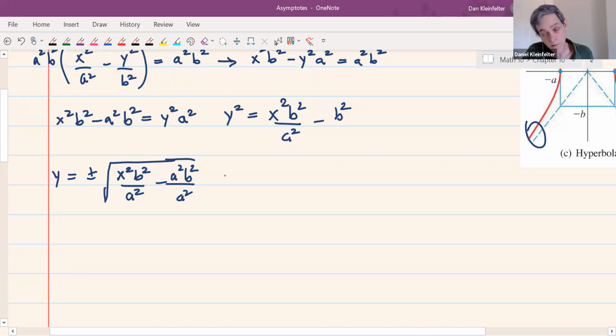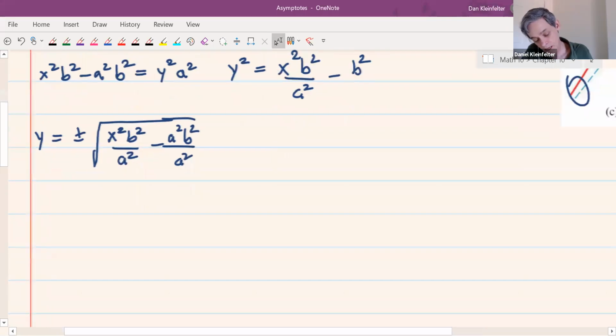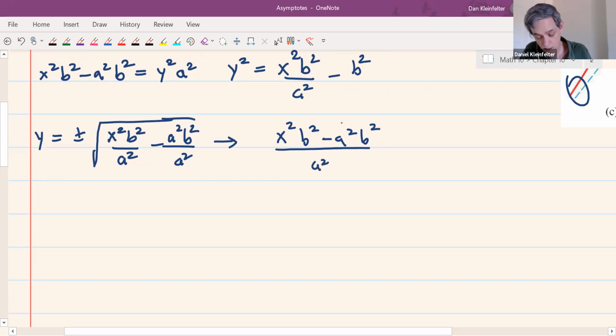All right, so now we want to continue rewriting this a little bit. What we're going to do next is, we've got a common denominator for our two fractions, so we will go ahead and subtract. We'll have x squared b squared minus a squared b squared, and that's over a squared, and we're taking the square root of it, and that's y equals plus or minus that radical.